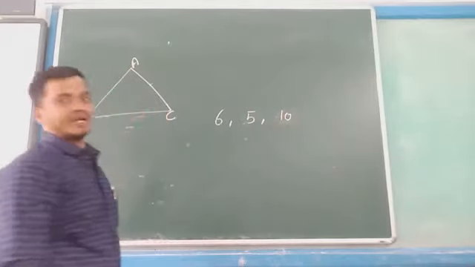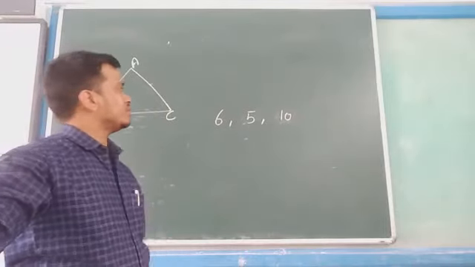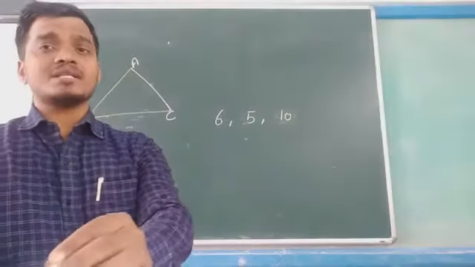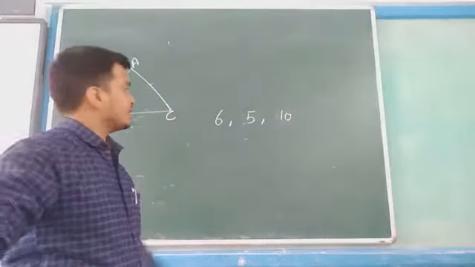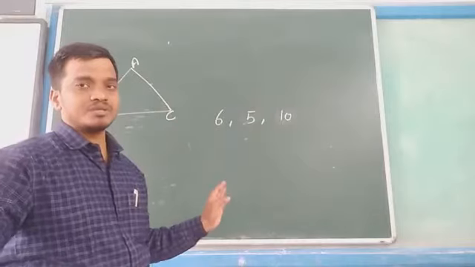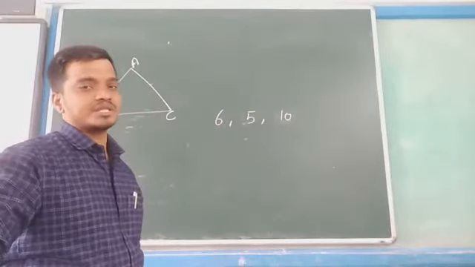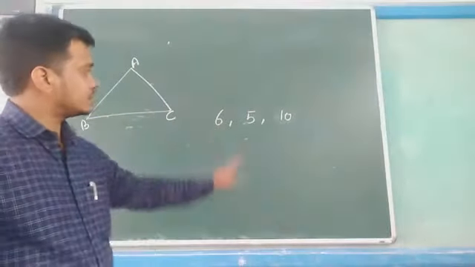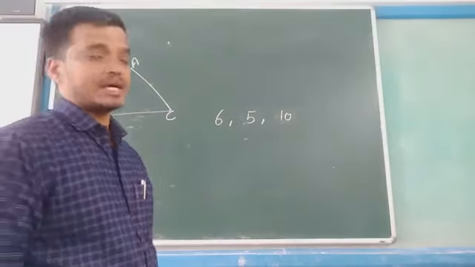If you take the values 6, 5, 10. So in 6, 5, 10, when you add 6 plus 5, this value will be 11. 11 is greater than 10, so definitely we can frame one triangle. If you take 5 and 10, it will be 15. 15 is also greater than 6. If you take 6 and 10, that will be 16. 16 is also greater than 5. So this you can frame as a triangle.